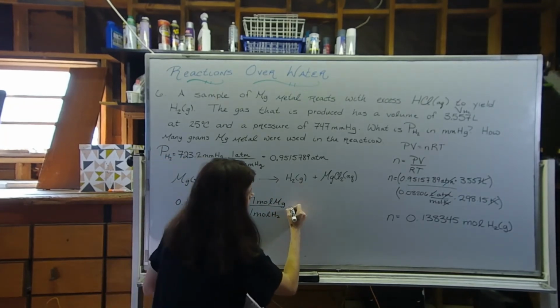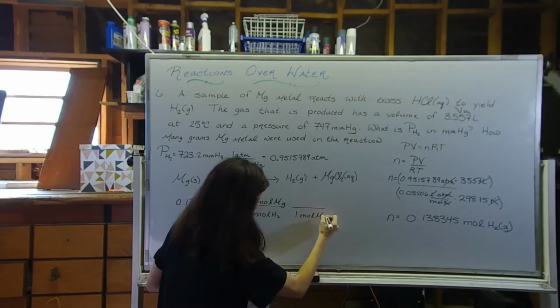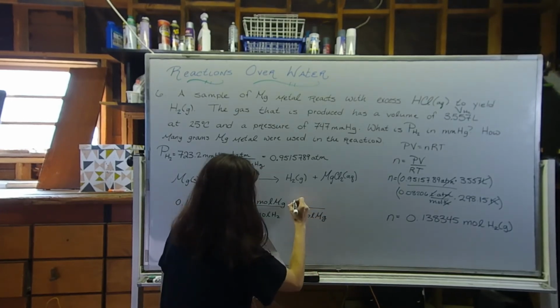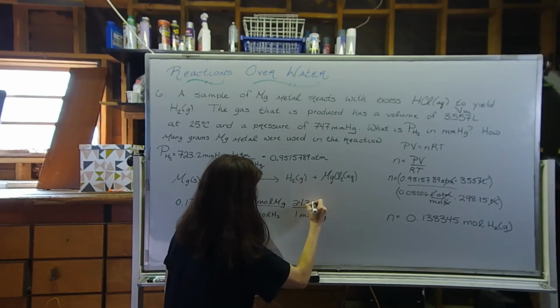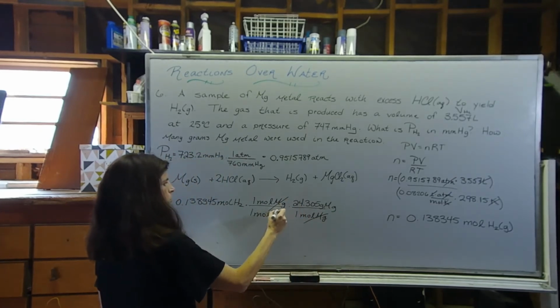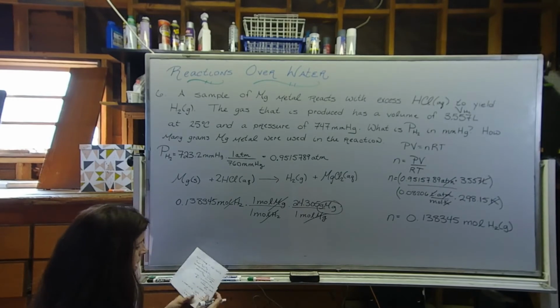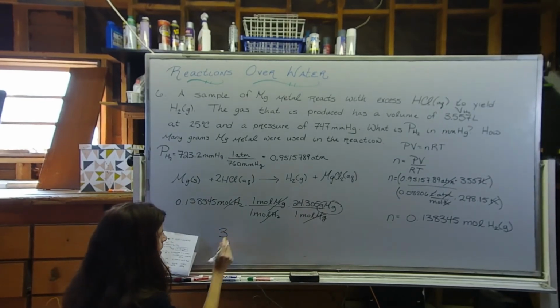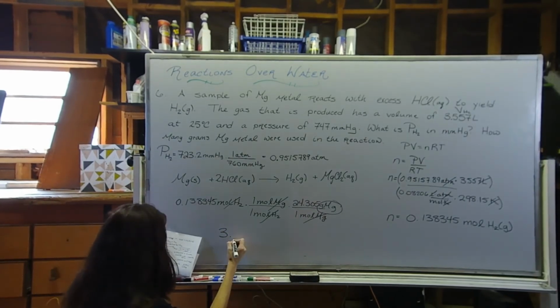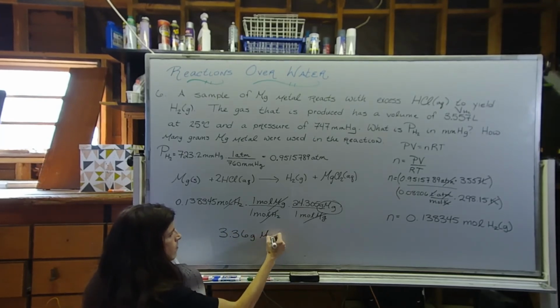And since they asked me for grams, I'm going to tack on the molar mass. I use 24.305 grams. Moles cancel, moles of hydrogen's canceling, and I'm just left with grams of magnesium. So I obtained a value, very reasonable, 3.36 grams of magnesium metal.